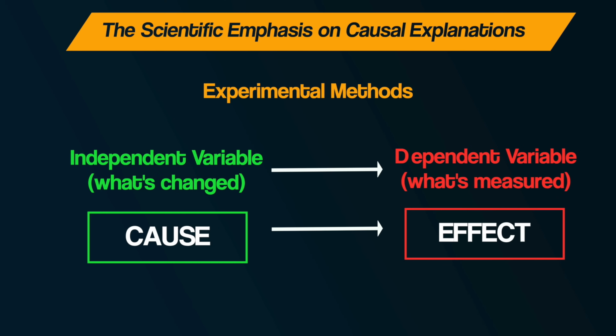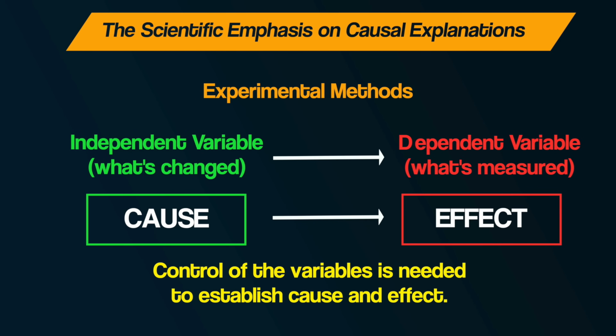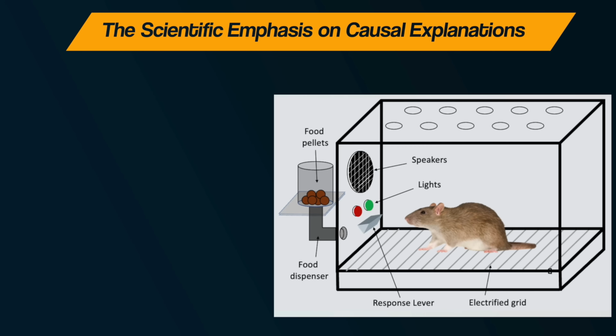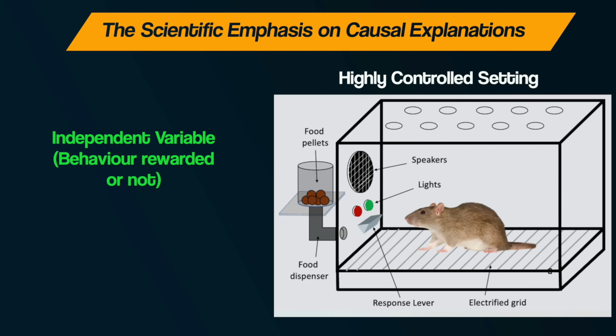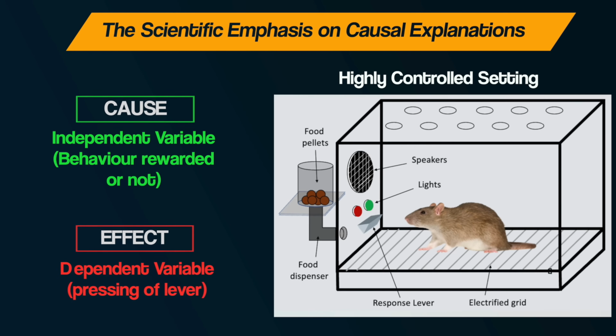In a controlled experiment, the independent variable, the cause, is manipulated to observe its effect on the dependent variable, the effect, or the outcome. The key to establishing causality is controlling other variables, ensuring that any changes in the dependent variable are due to the manipulation of the independent variable. For example, in Skinner's experiment with rats, the independent variable was the presence or absence of reinforcement, the food pellets, and the dependent variable was the frequency of lever pressing. The control of other variables allowed Skinner to determine that reinforcement caused the rat's behavior.